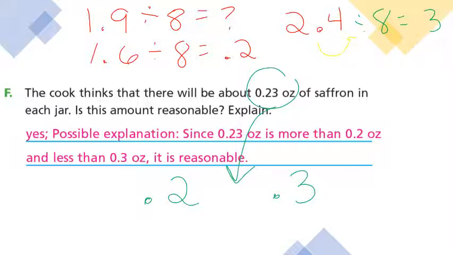It is going to be reasonable. 23/100 of an ounce is more than 2/10 of an ounce and less than 3/10 of an ounce. Remember, when we talk about tenths, 2/10 is the same as 20/100. 3/10 is the same as 30/100. So that 23/100 would go right in between them.